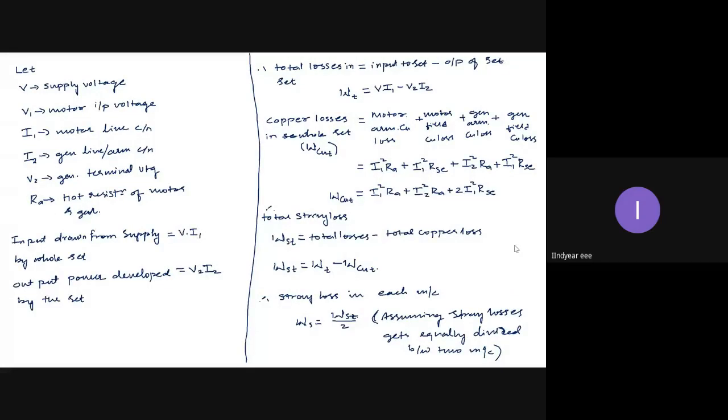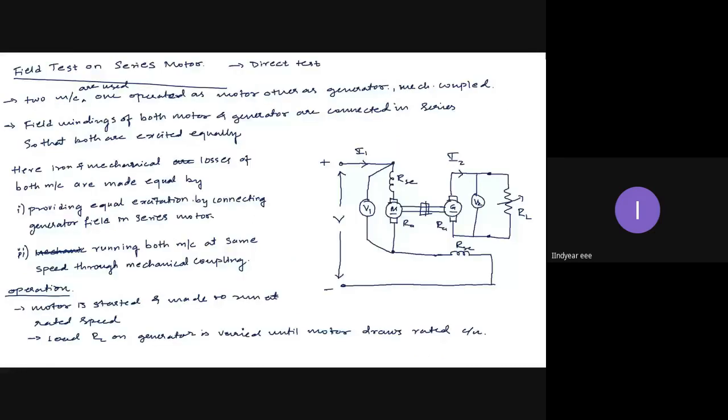So we have found out the stray losses in the DC series machine, assuming both machines are identical and they are equally excited. The reason behind equal excitation is that I want to make the iron losses equal, and through mechanical coupling I am making the mechanical losses equal. So the principle behind this operation is equal excitation. That you should remember.